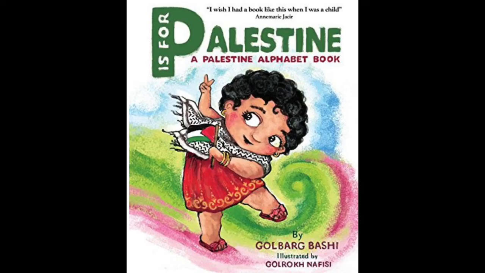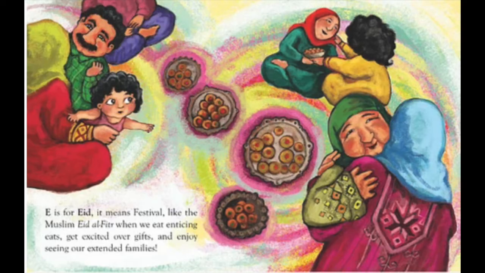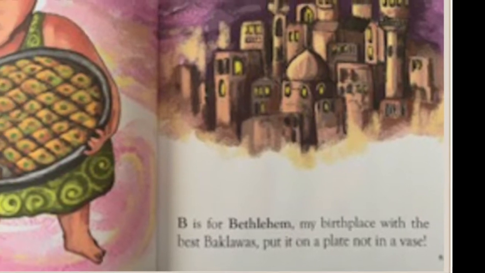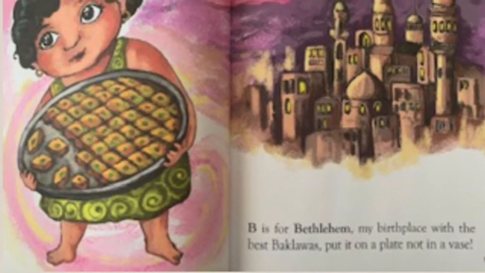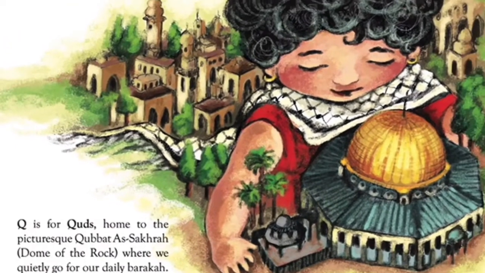P is for Palestine is an alphabet book for kids that exposes them to the beautiful and rich culture of Palestine. And I think it's so important to use this book in your classroom because it represents Palestinian culture, which is something that is highly underrepresented, not only in early childhood education, but across educational institutions.